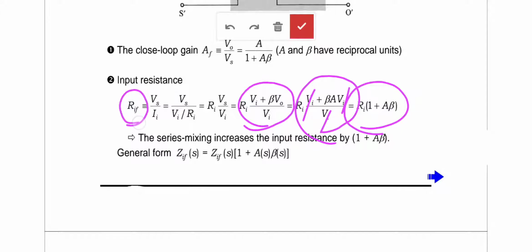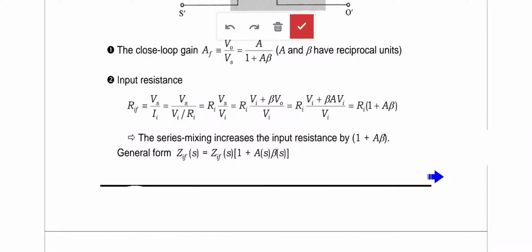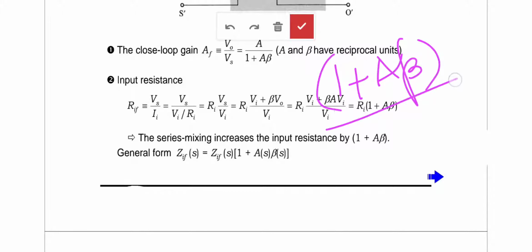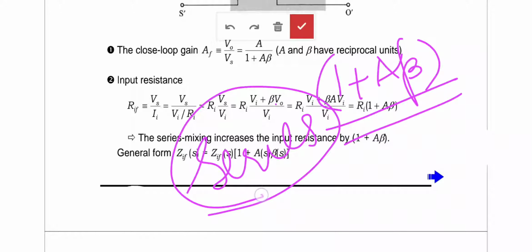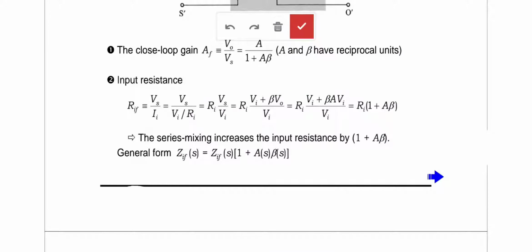So resistance with feedback is equal to resistance without feedback into 1 plus A beta. So the resistance increased by a factor of 1 plus A beta. That is nothing but the amount of feedback. Since the mixing is series, the input is a series connection, so the resistance has to increase. So we have seen the resistance increased by a factor of 1 plus A beta.